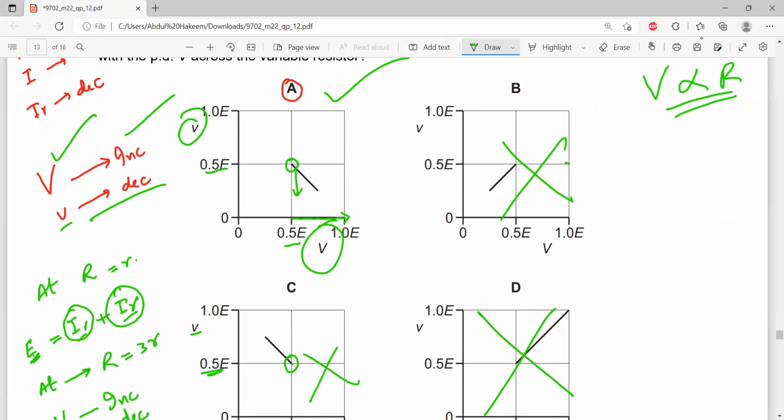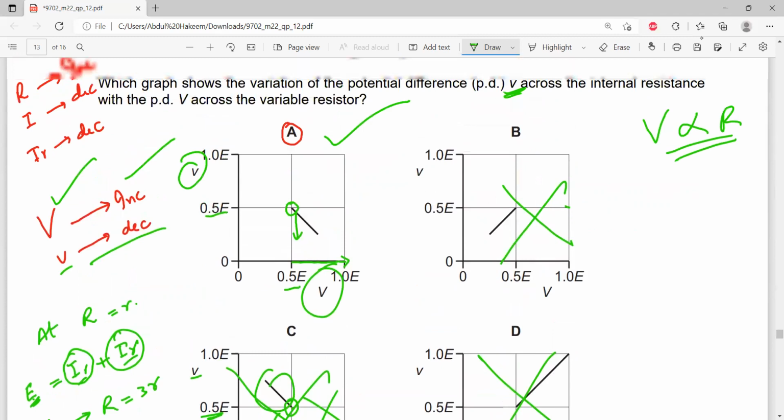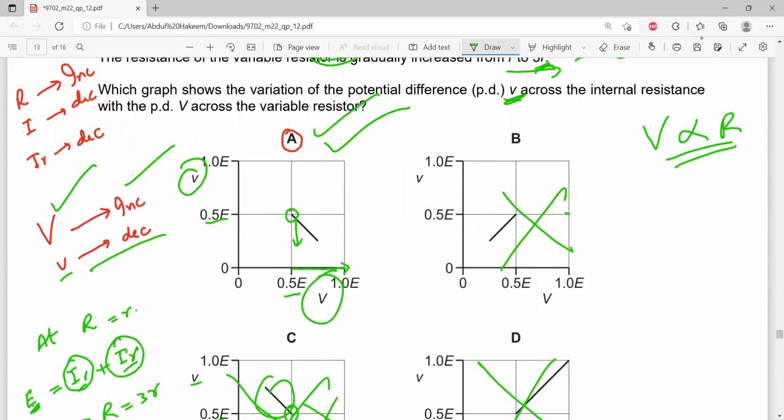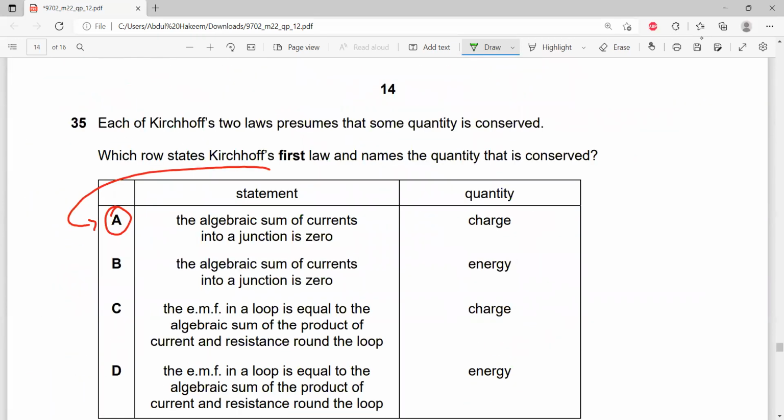That's why, in the graph, when V is increasing, the small v is decreasing. So this is not the option, because we have to increase the capital R, the variable resistor, from R to 3R. And in this graph, the external resistance is decreasing because the graph is plotted for this region. So this is wrong. So we have to take this answer, A.